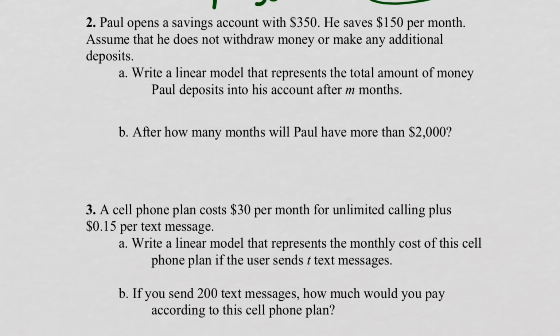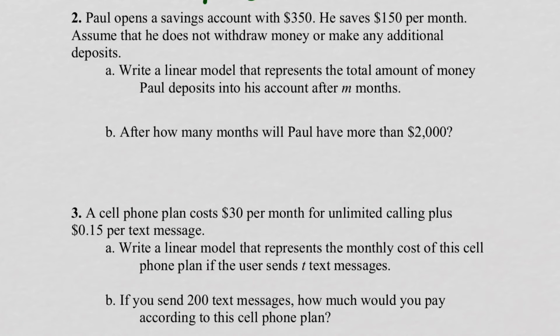Let's talk about Paul and his savings account. He opens a savings account with $350. He saves $150 per month. Assume that he does not withdraw money or make any additional deposits. So how much is he starting with? Because A asks us to write a linear model that represents the total amount of money that he deposits into his account after M months.